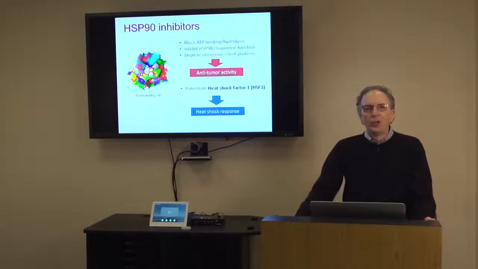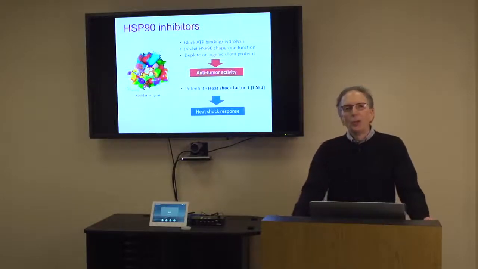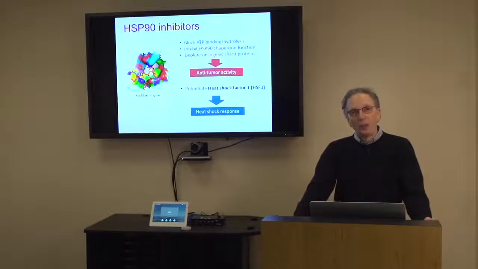However, since no drug has shown sufficient activity so far to be approved by the FDA, we and others have looked into this question further and have noticed that another consequence of HSP90 inhibition is to induce what is known as the heat shock response by potentiating activity of the master transcriptional regulator of the heat shock response, heat shock factor 1, or HSF1.